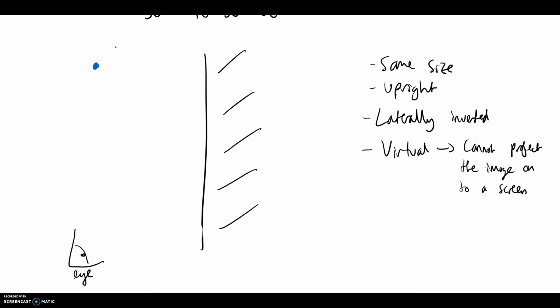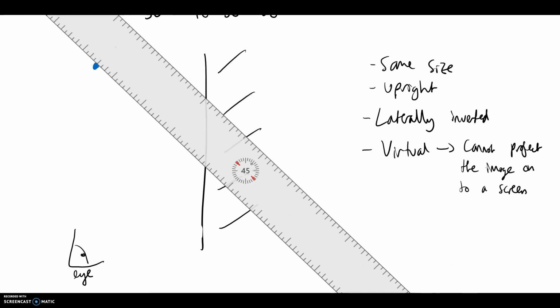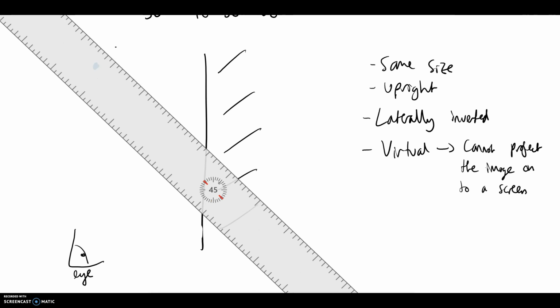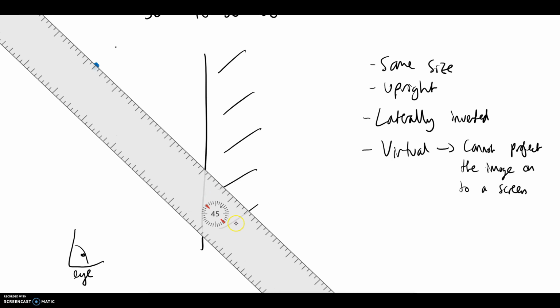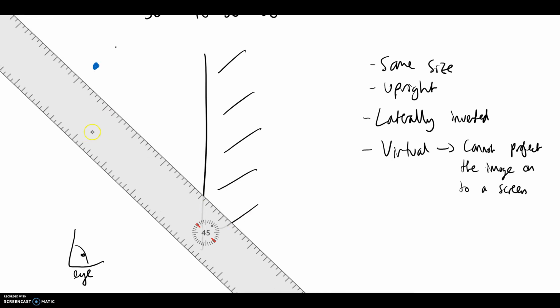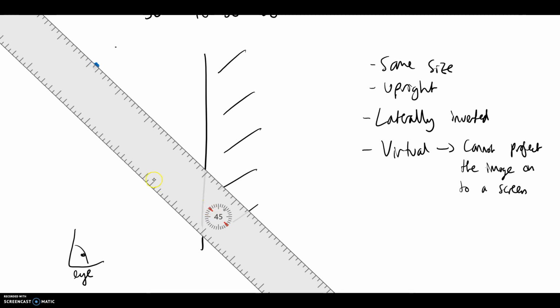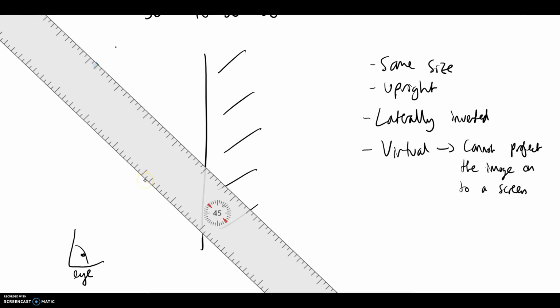So let's now draw some rays onto this mirror. And the best thing to use to do this is, oh, hello, it's even got a little protractor on it. That's cool. The best thing to use to do this is a ruler. So let's pop the ruler in place. And let's just draw a ray coming from the top of my object and hitting the mirror.